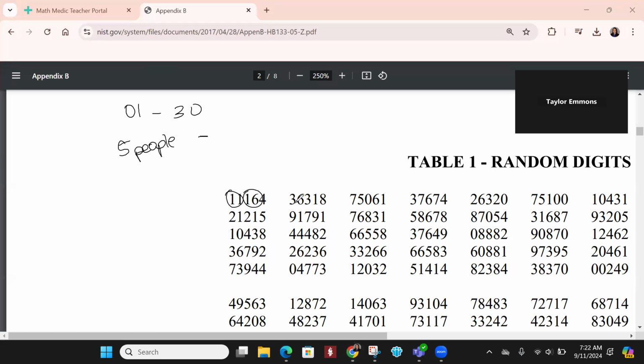Is 43? No. Is 63? No. Is 18? Yes. Is 75? Nope. Is 6? Yes. Is 13? Yes. All right, then we're done. So you would describe that process, and you want to make sure you say left to right.